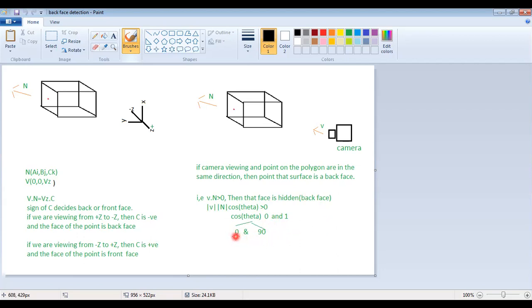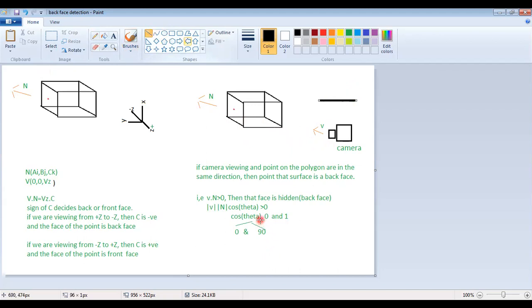If the theta value is between 0 and 90, how is my face invisible for me? Now see here, the angle between V and N. What is the angle between V and N? It is 180 degrees or 0 degrees, because both are in the same plane. Both V and N look like a straight line. That means the angle is 0.